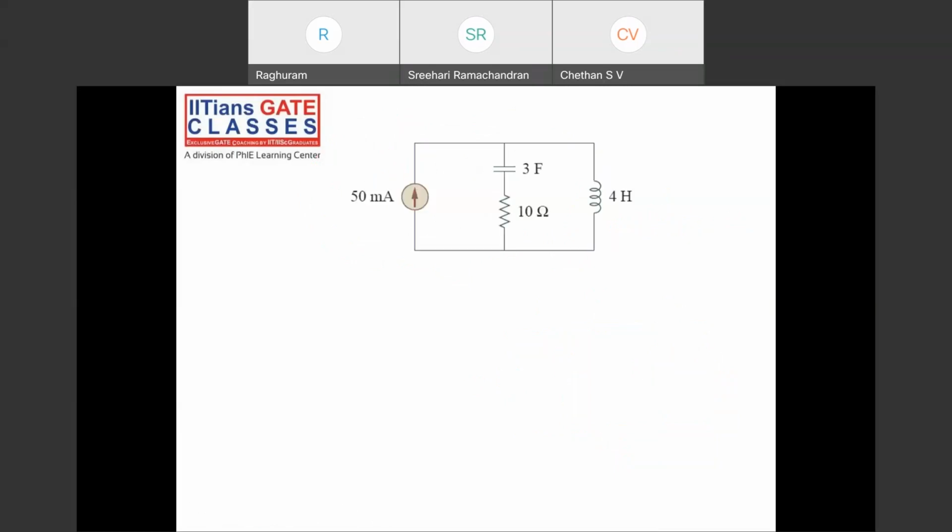Try to draw the dual for this. I haven't taken the pen and paper for that, but I will try. Okay, so let me show you. This is how you do it. You will have 1, 2, and a reference node. So what happens from 1 to the reference node? There is a current source.